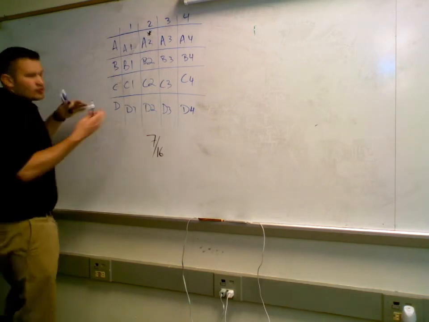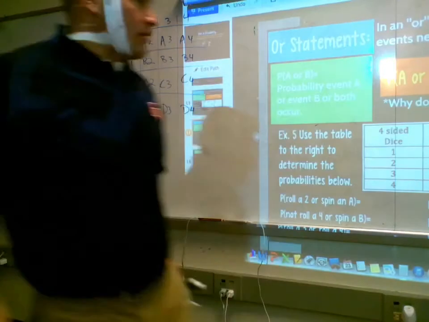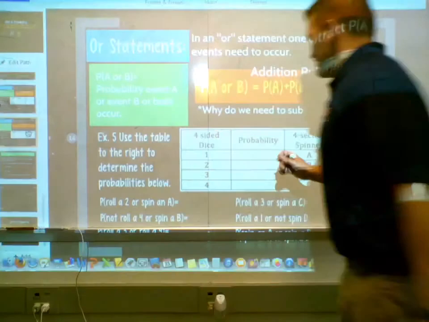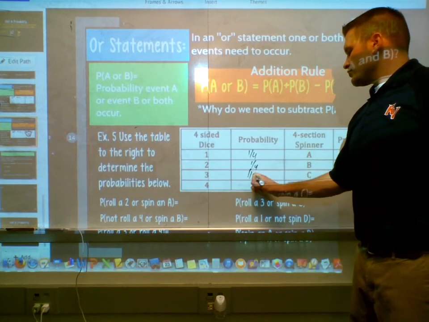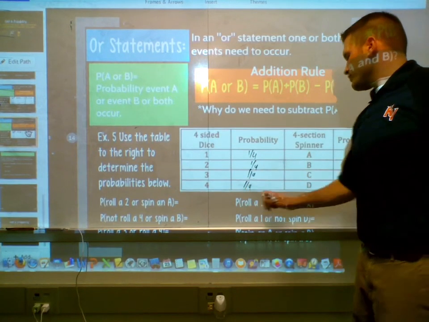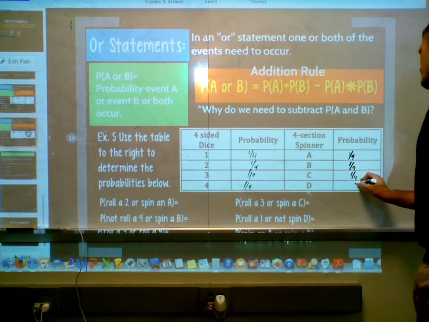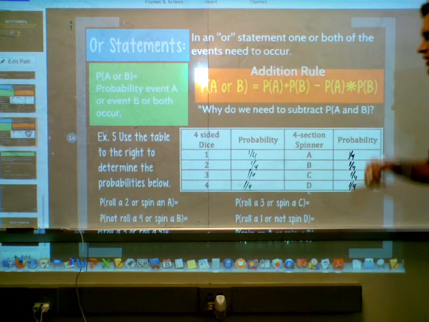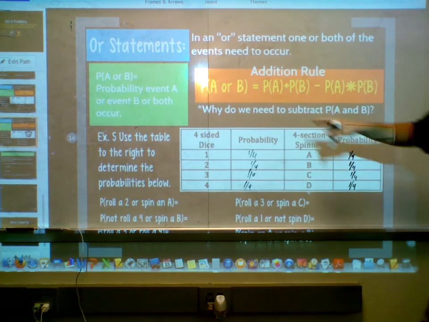So there's a way we can do that without making the sample space. And the way we do it is with the addition rule. Okay? So for a 4-sided die, we have all these probabilities already. 1/4, 1/4, 1/4, 1/4, 1/4, 1/4. Spinner. Everything's filled in. So I want to do this, but for rolling a 2 and spinning an A. So A is rolling a 2.